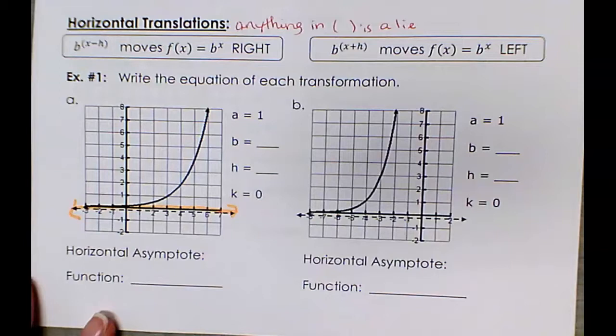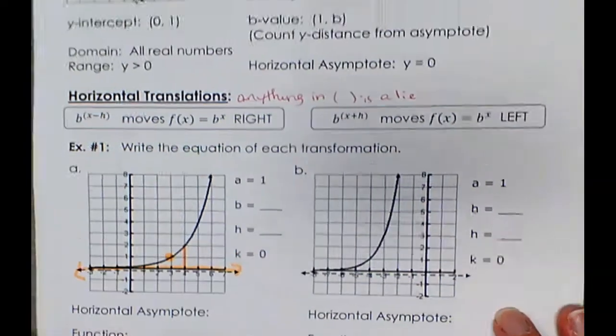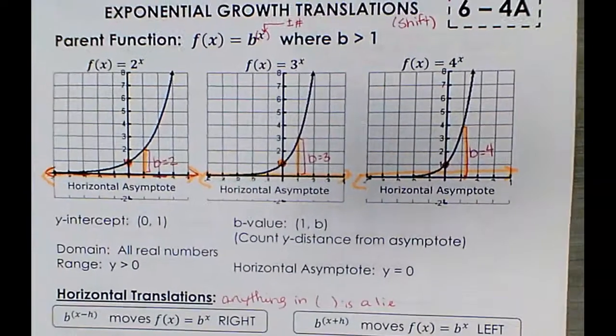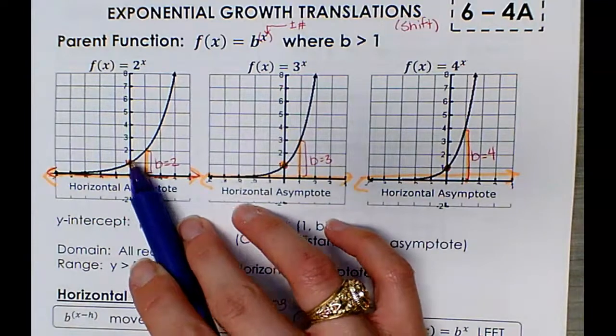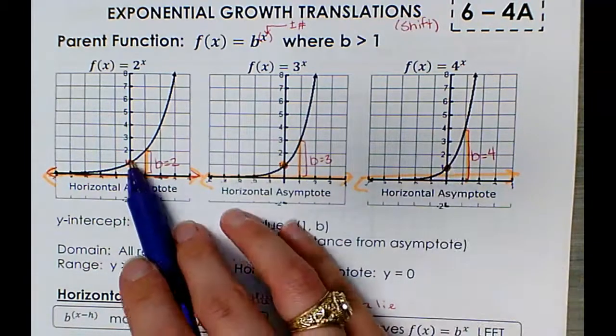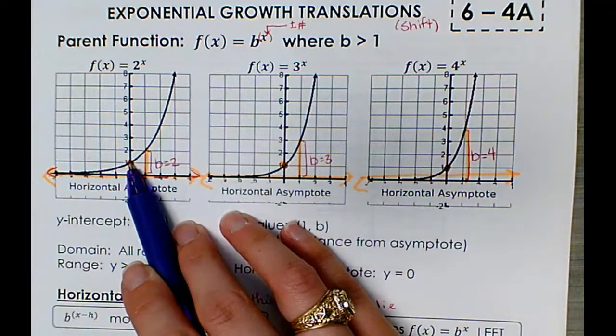So that's what I'm looking for. Now, when I fill in these pieces, I need to fill them in based on the parent function and where it's moved. Sorry, my camera stopped working. So what I'm trying to do is figure out this point that's always on the parent function, no matter what the b value is, this point (0, 1). Where did it go? So that's what I'm trying to determine.